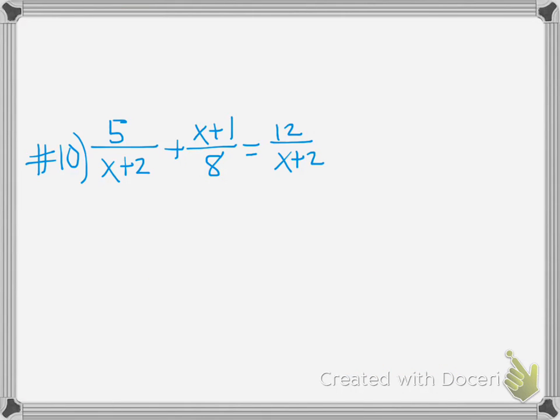Here's another example if you still need more. On bottom of this fraction, I have an x plus 2. Bottom of this one, I have an 8. Bottom of this one, I have an x plus 2. So this fraction needs to be multiplied by 8. This fraction needs to be multiplied by x plus 2.